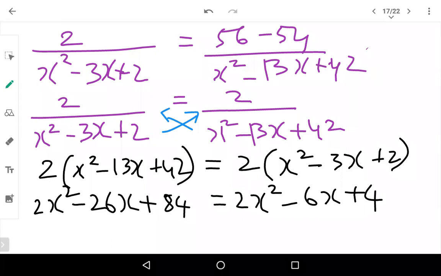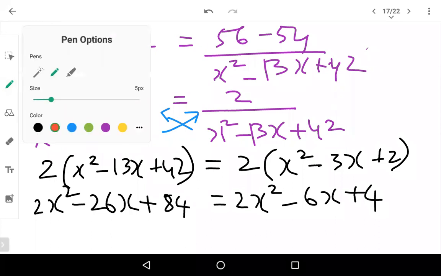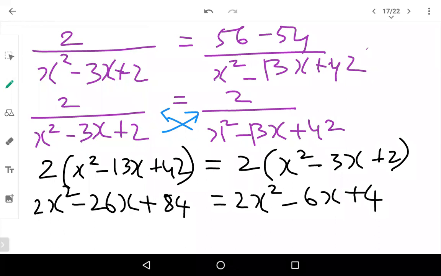So we have got this now. Now we have 2x square and 2x square on both the sides. Now let us cancel both the x squares. So you can cancel 2x square and 2x square now.